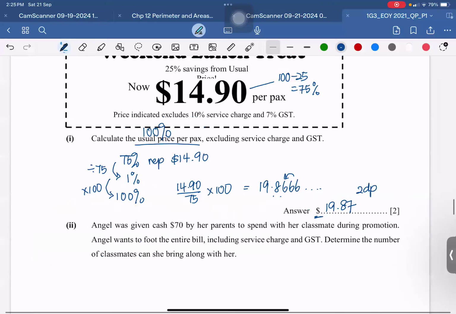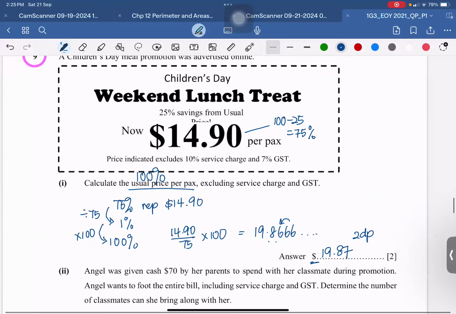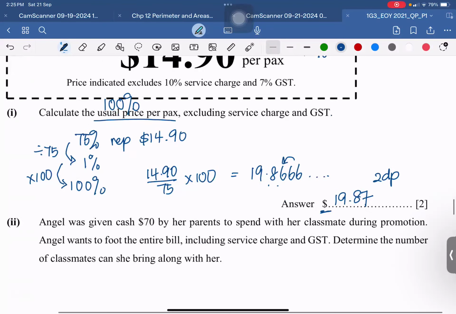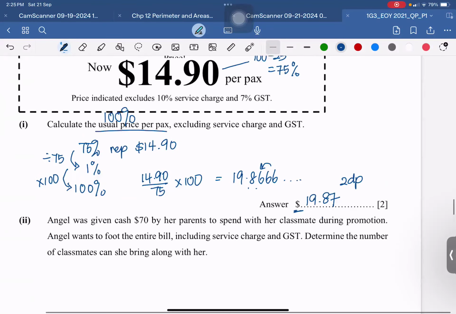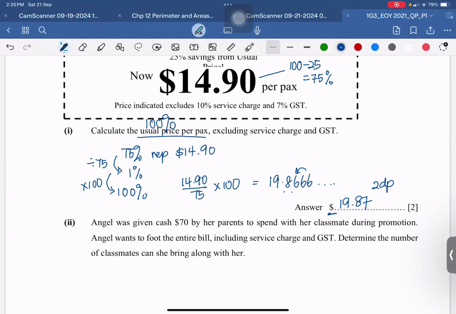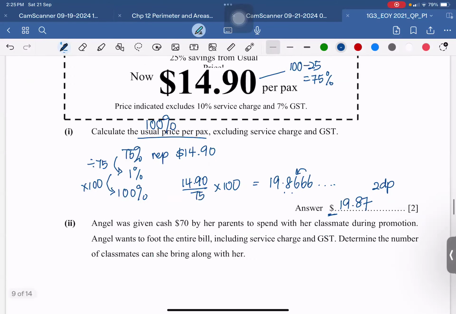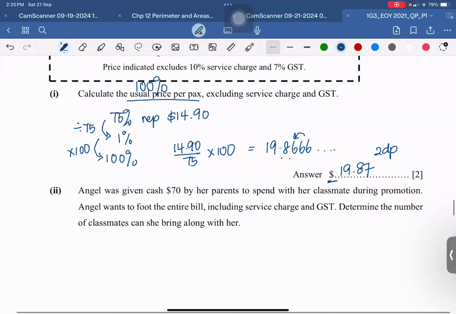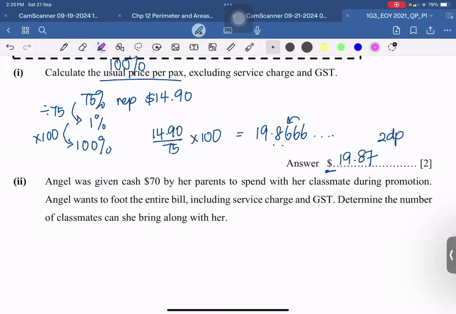Next one. I think somebody asked for question part 2, is it? Angel was given cash $70 by her parents to spend with a classmate during the promotion. This is the lunch treat. She wants to foot the entire bill, including service charge and GST. Determine the number of classmates she can bring along with her. So in this case, she wants to pay the entire bill, including service charge and GST.